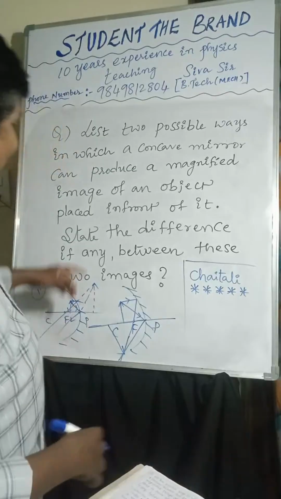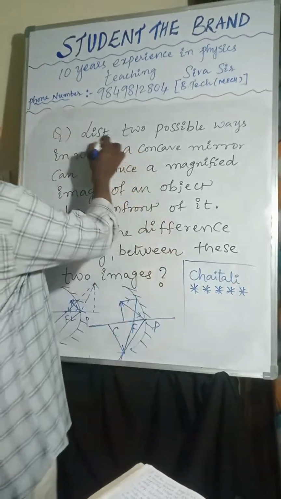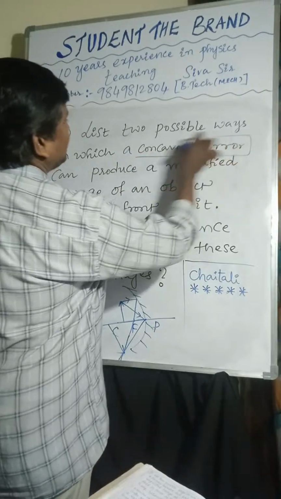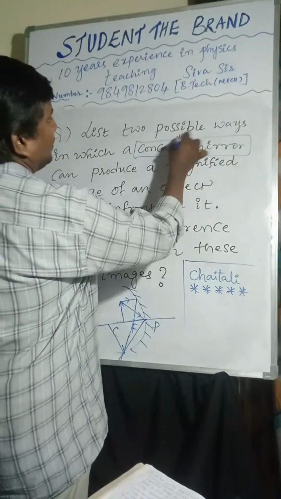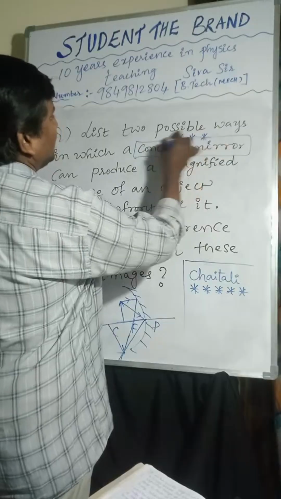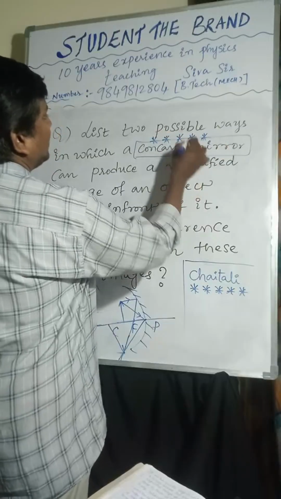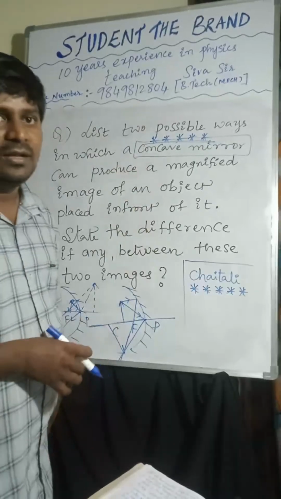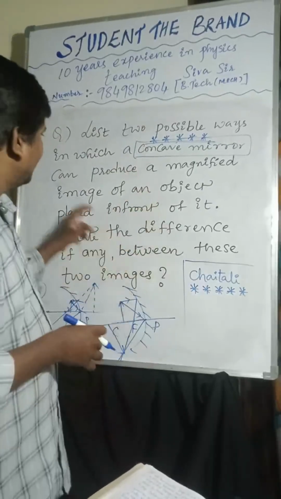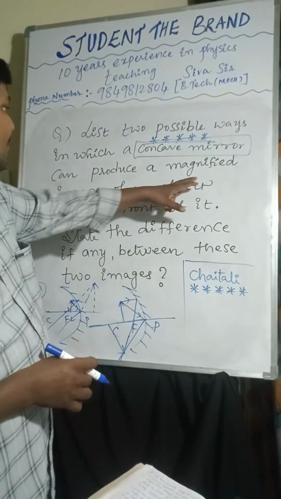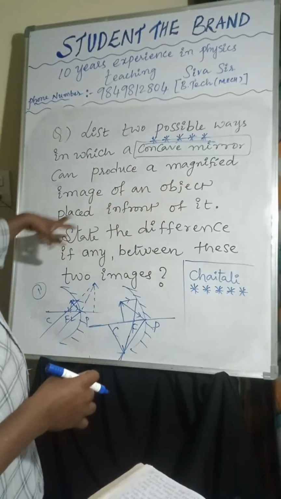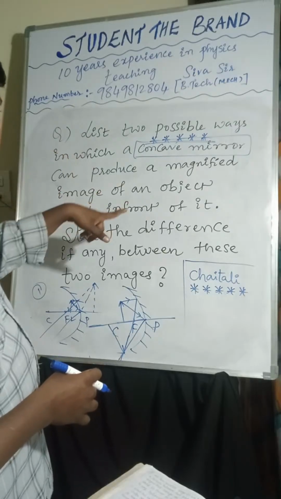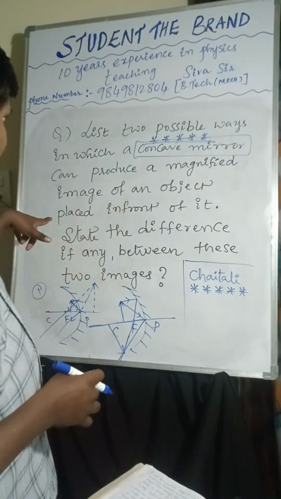So here you can see: list two possible ways in which a concave mirror can produce a magnified image of an object placed in front of it. The key point is the concave mirror, which is a very important mirror, so keep it in mind.